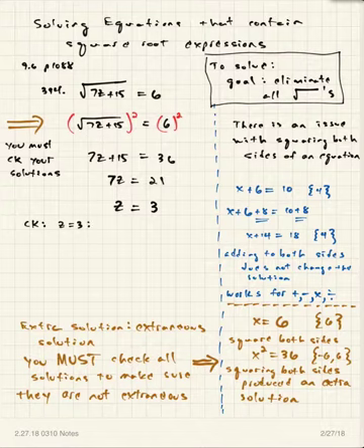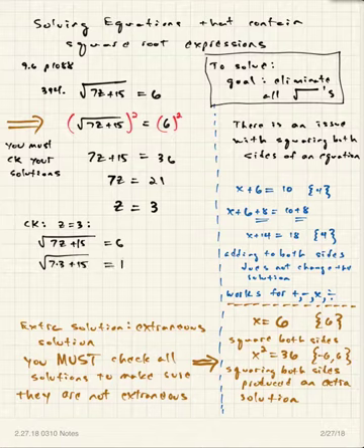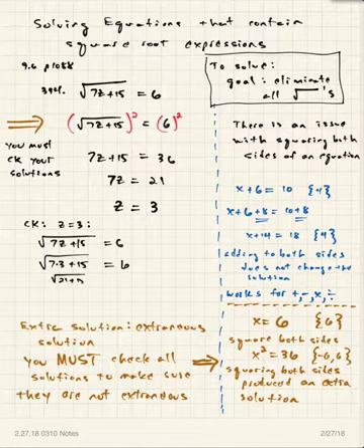And so I take my original equation, the square root of 7z plus 15 equals 6, and I put 3 in place of z. And a lot of times you can check these in your head. The arithmetic, a lot of times, will go pretty straightforward. So you get the square root of 21 plus 15 is supposed to equal 6.